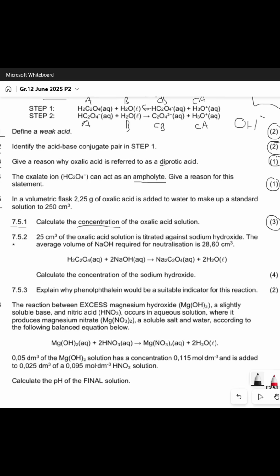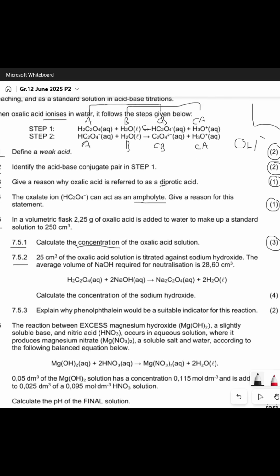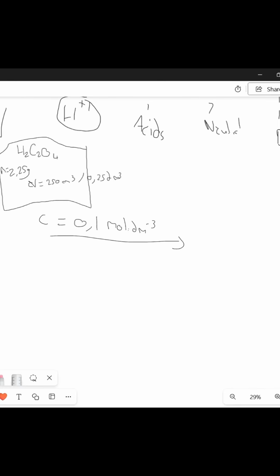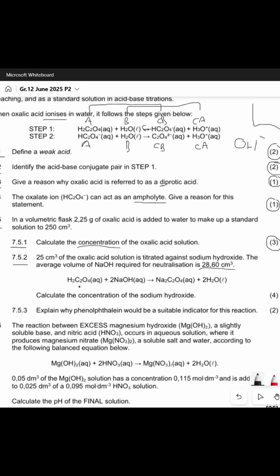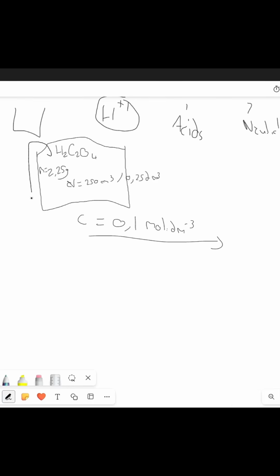And then 7.5.2 over here says 25 centimeters cubed of the oxalic acid solution is titrated against sodium hydroxide. The average volume of NaOH required for neutralization is 28.60 centimeters cubed. So we have our H2C2O4. This is a follow-on question. So we had the concentration of this, and they only used this much volume of it. So they took a little bit of this out in some sort of beaker.